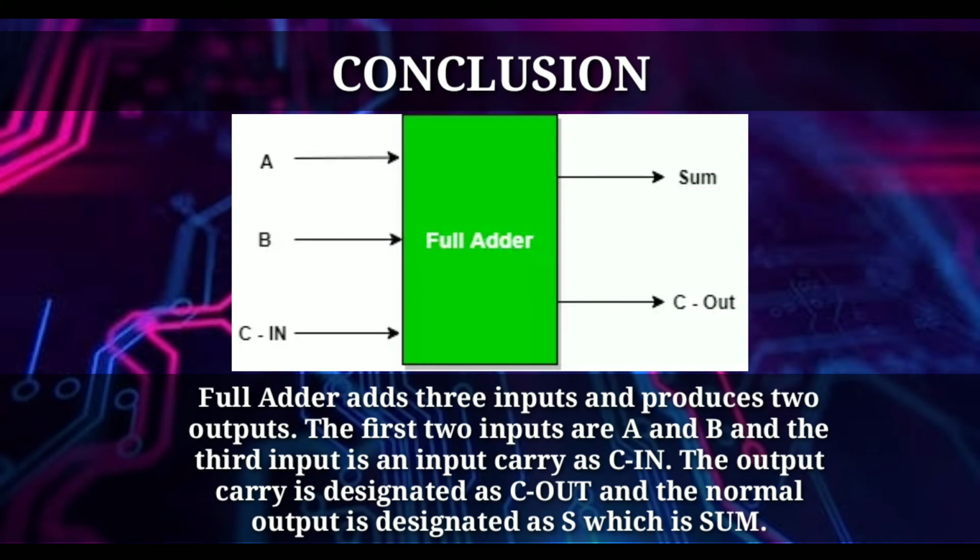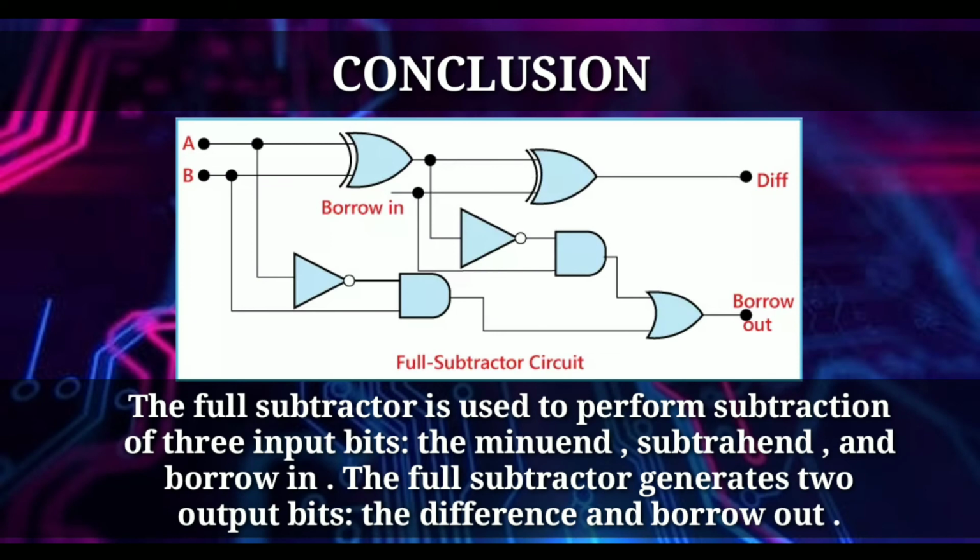A full adder adds 3 inputs and produces 2 outputs. The first 2 inputs are A and B, and the third input is an input carry as C-in. The output carry is designated as C-out, and the normal output is designated as S, which is sum. The full subtractor is used to perform subtraction of 3 input bits, the minuend, subtrahend, and borrow in. The full subtractor generates 2 output bits, the difference and the borrow out.